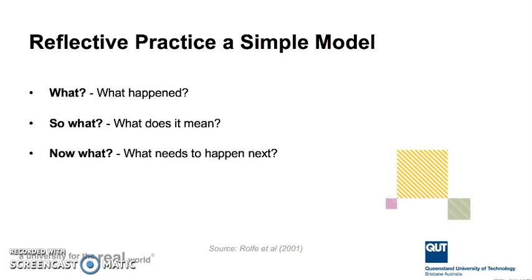So for assessment 3B, I suggest you use this very simple but effective model of reflective practice by answering these 3 questions for each of your team members. This is your self and peer appraisal, the last task of assessment 3B. For each person, describe what happened. What does this mean? And what needs to happen next?